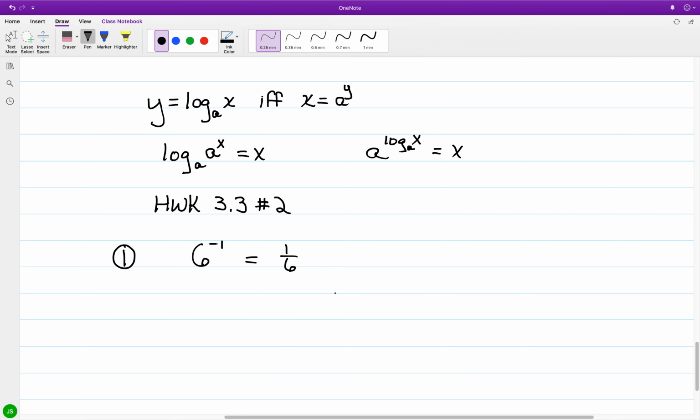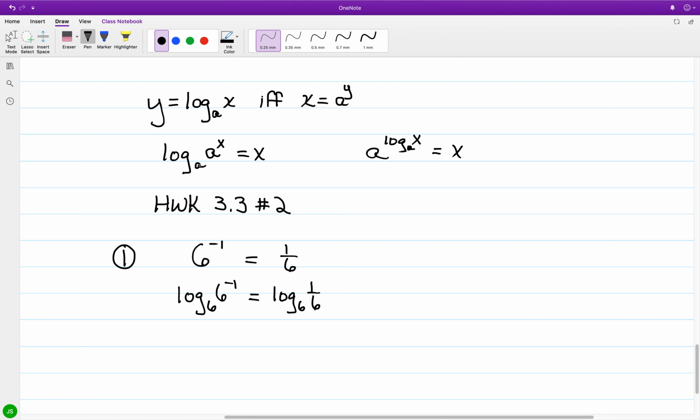Okay, for homework 3.3, for the first problem, we're looking at rewriting as a logarithmic equation the statement where we have 6 to the negative 1 is equal to 1/6. Taking the logarithm in the exponential base, we have the base 6 logarithm of 6 to the negative 1 is equal to the base 6 logarithm of 1/6.